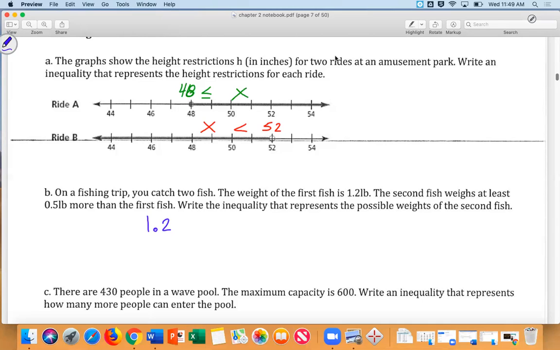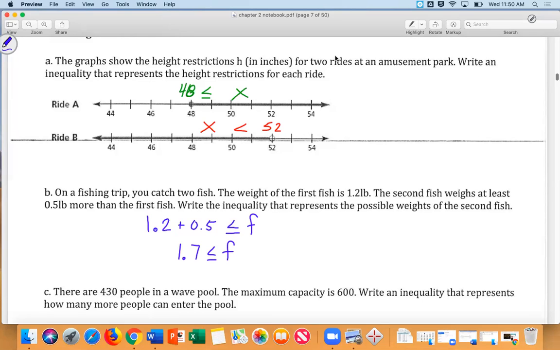Second fish weighs half a pound more, so plus half a pound. And it says the second fish weighs at least. Now, what symbol means at least? Well, I like to think about this one. My second fish must weigh more than that, right? Because if you're at least something, you must be more than that number. So now I combine my like terms. 1.2 plus 0.5 is 1.7. So my fish needs to weigh more than 1.7 pounds.